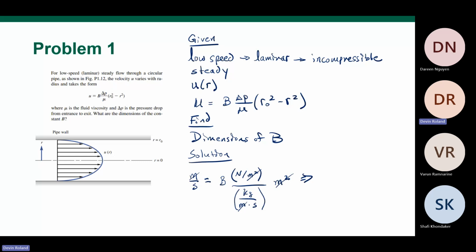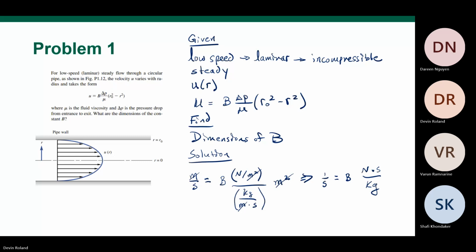So if we go to the right side, we'll have 1 over seconds is equal to B newtons. The seconds that was in the denominator can come up. So we have newtons times seconds, and then kilograms underneath that. And that's where we're at.